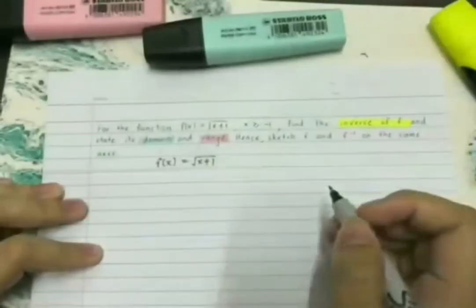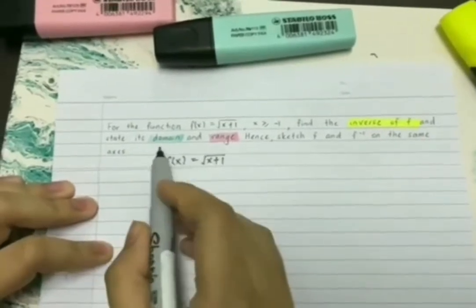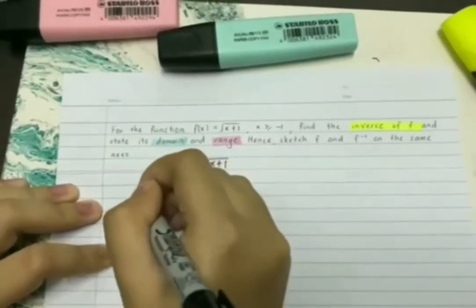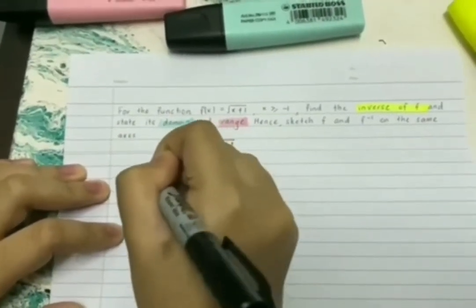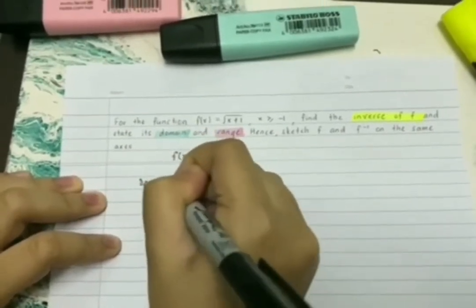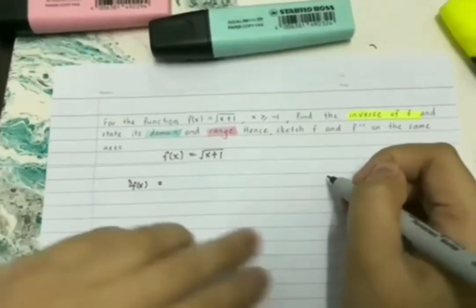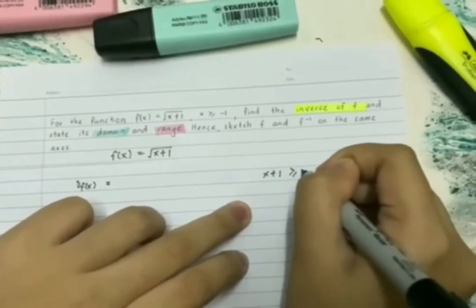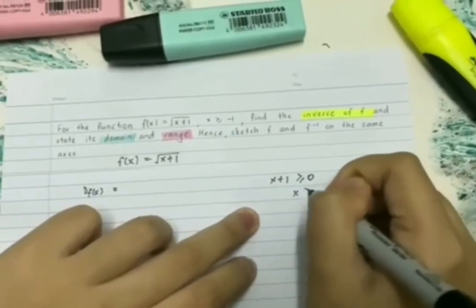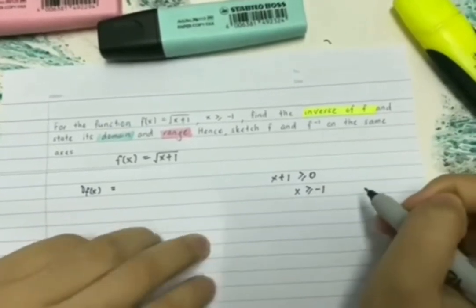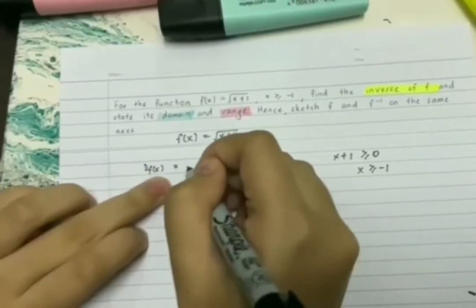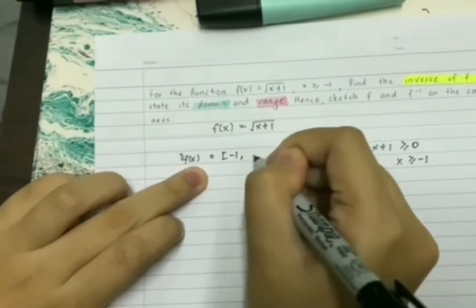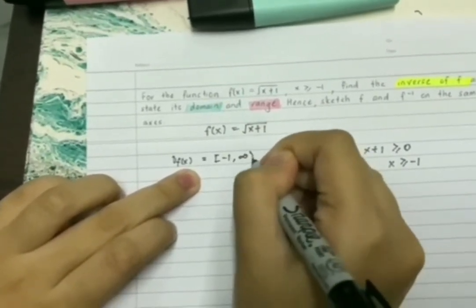What question is it? Okay, the question asks us to find the domain. So, how can we find the domain? We know that the expression inside the square root must be greater than or equal to 0. So, x is greater than or equal to -1. So, the answer is from -1 to infinity, including -1.